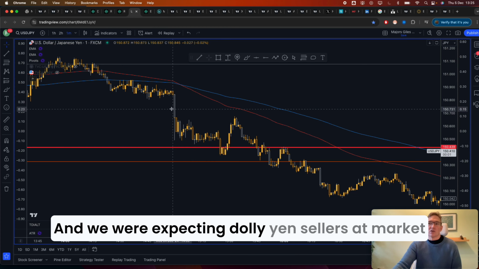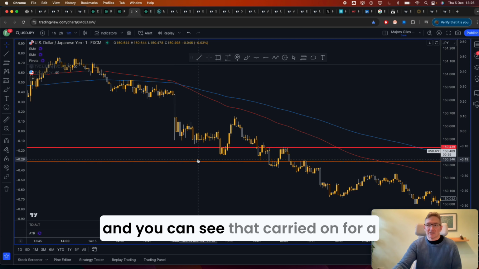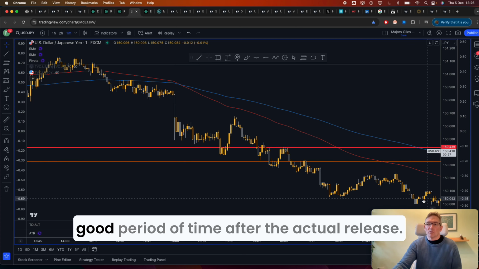And we were expecting dollar yen sellers at market, and you can see that carried on for a good period of time after the actual release.